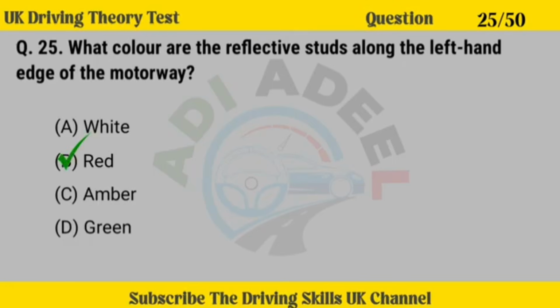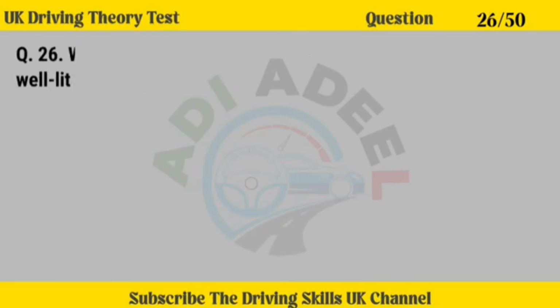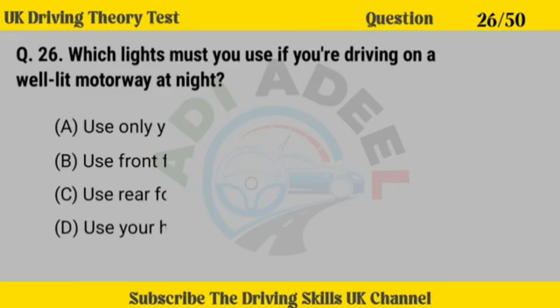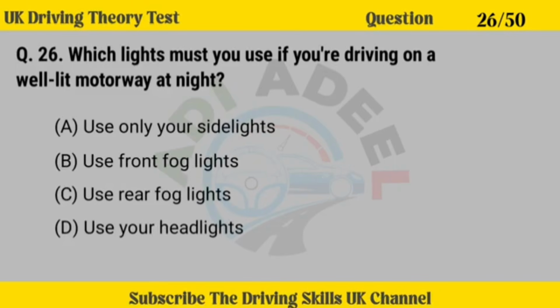The right answer is B. Red. Question 26. Which lights must you use if you're driving on a well-lit motorway at night? A. Use only your side lights. B. Use front fog lights. C. Use rear fog lights. D. Use your headlights.